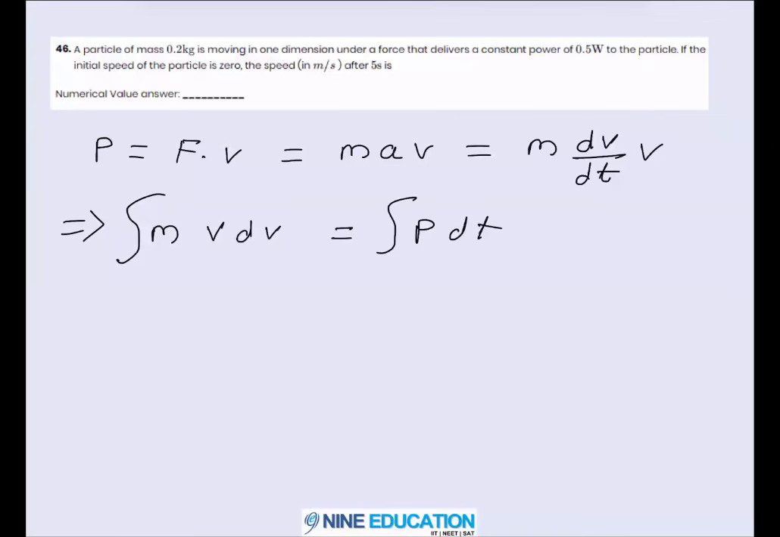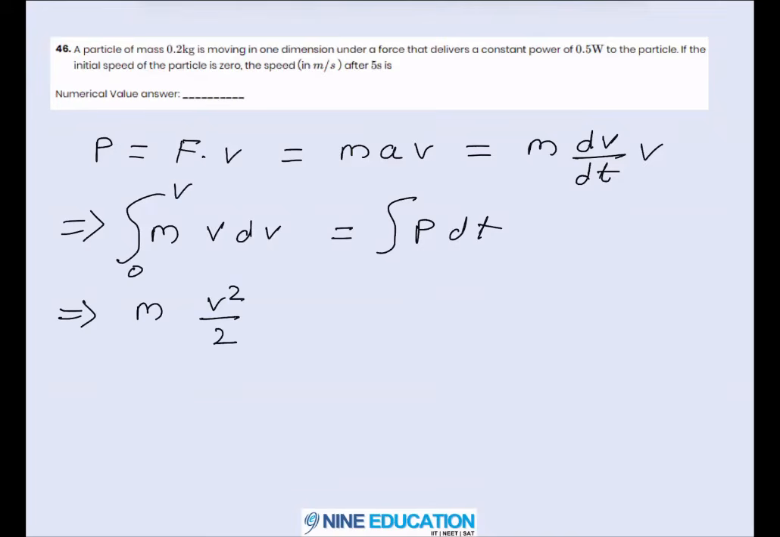Let us go for integration, right? Okay. So we will assume that mass is constant. Obviously, the mass will be constant and the integration will turn out to be v square by 2. Now, what will be the limits? The limits will be: initial speed is 0 and we want to calculate the speed after 5 seconds. So the final speed is v, let's say.